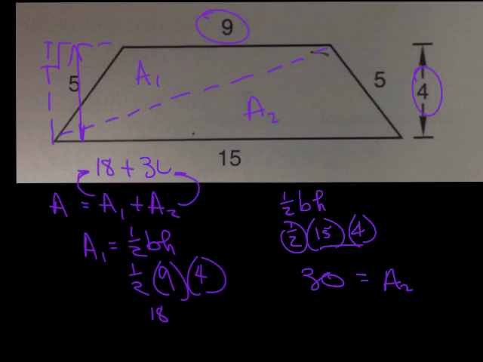So we're going to put a 30 there. So my total area is going to be 18 plus 30, which is 48. And I'm done. That is lesson number 8.